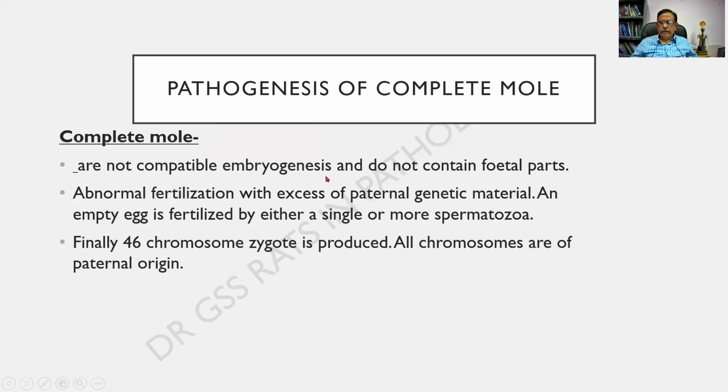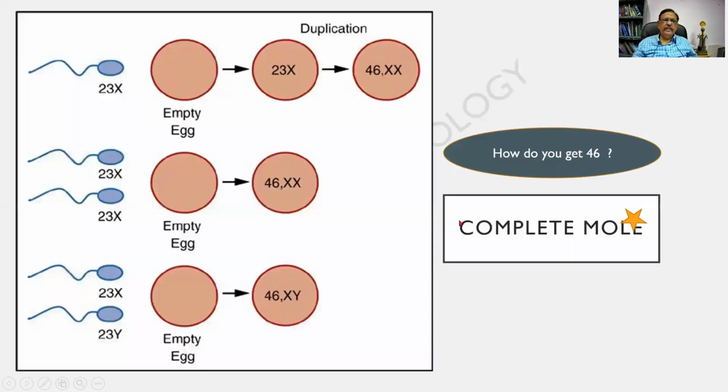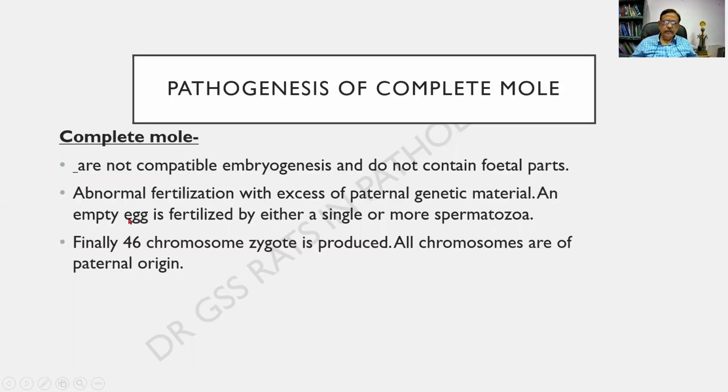It is not compatible with embryogenesis and it will not contain the fetal parts. There is abnormal fertilization with excess of the paternal genetic material. Go to the previous slide, you find that there is a paternal genetic material. Paternal means from the father. This genetic material is normal or in excess. And you find that an empty egg is being fertilized. Finally, a 46 chromosome zygote is produced. All the chromosomes are of paternal origin because the female part of the egg is empty. So this is complete mole. Draw the diagram and explain this.